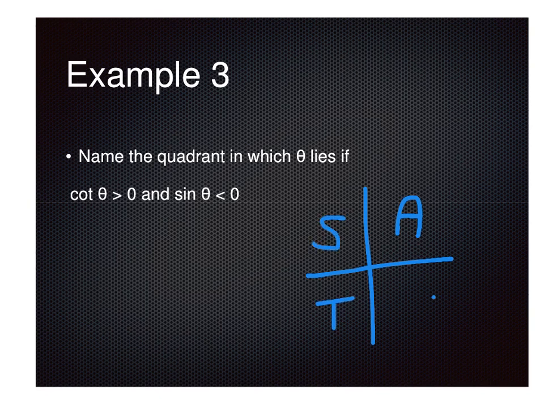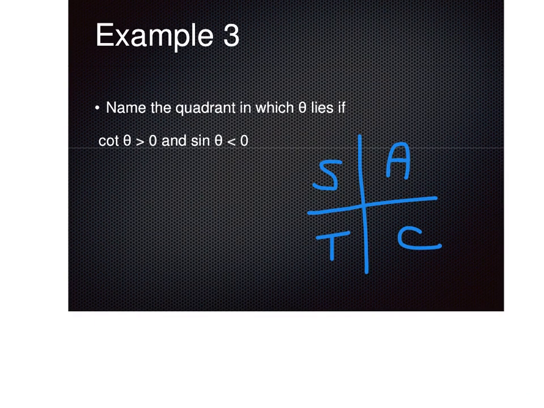S, T, C. Okay. When I say all, what does that A mean? All what? Everything. All trig functions. All 6 trig functions are what sign? Positive. In the second quadrant, what is the only thing and its reciprocal that is positive? Sine and cosecant. In the third quadrant, what is the only thing positive? Tangent, cotangent. In the fourth quadrant, what is the only thing positive? Cosine and secant.